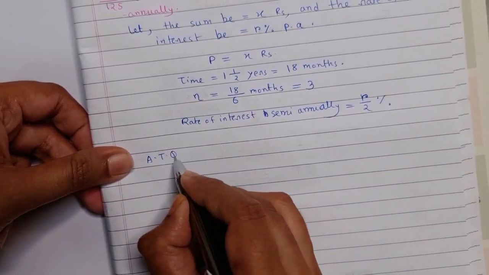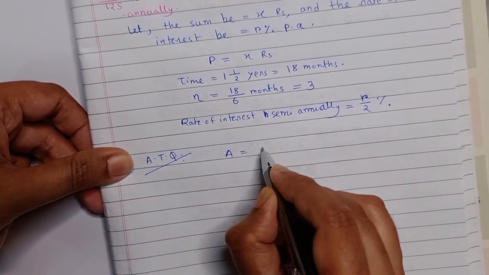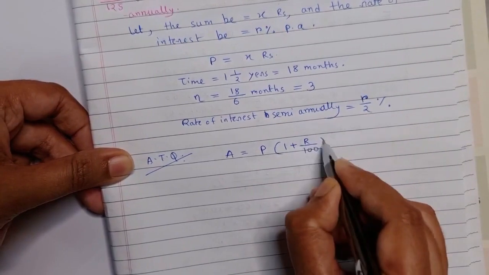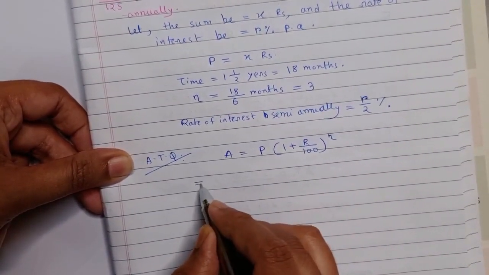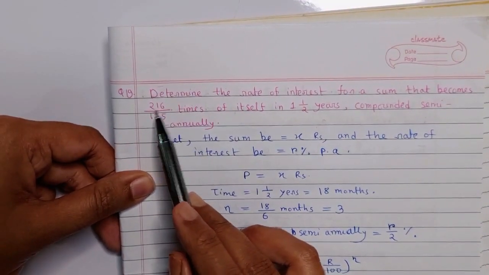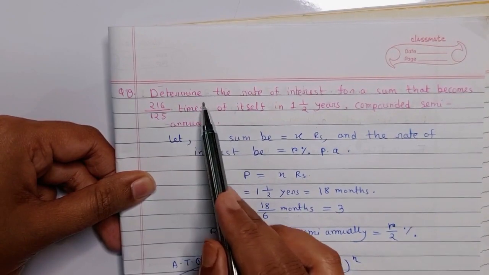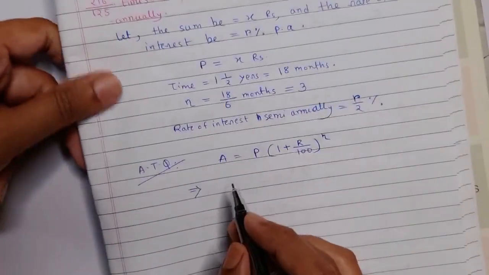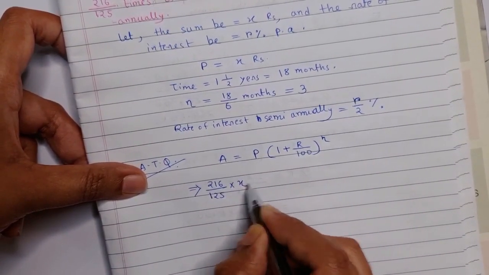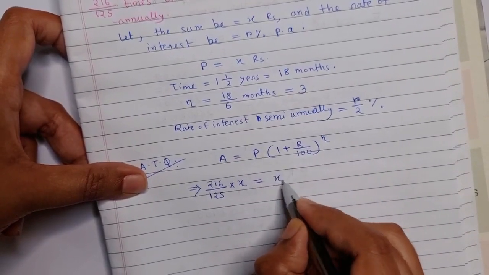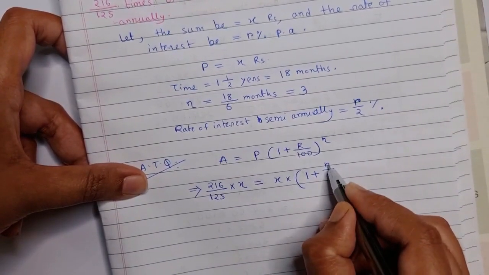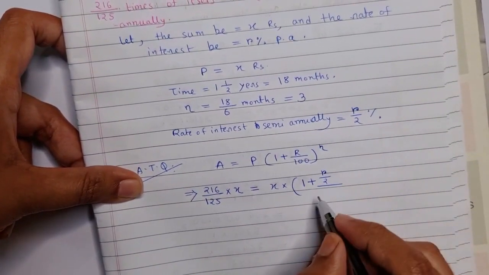According to the question, amount is equal to P into 1 plus R by 100 whole to the power n. This is the formula. Now what is my amount here? They said that it will become 216 by 125 times. Times means multiplication. So the amount will be 216 by 125 multiplied by X. And here the value of P is X into 1 plus, the value of R is R by 2, by 100.